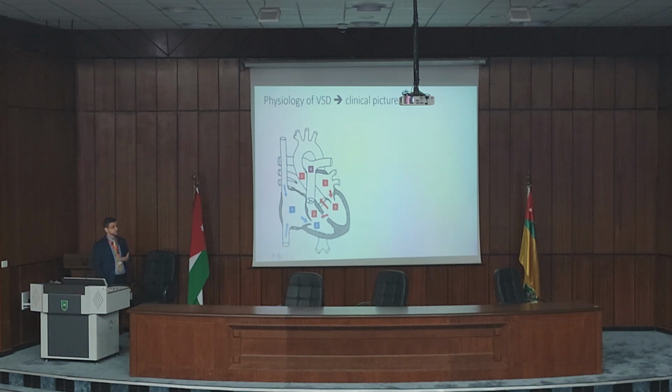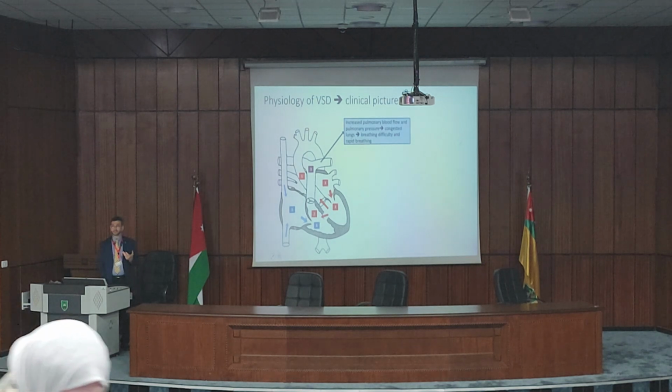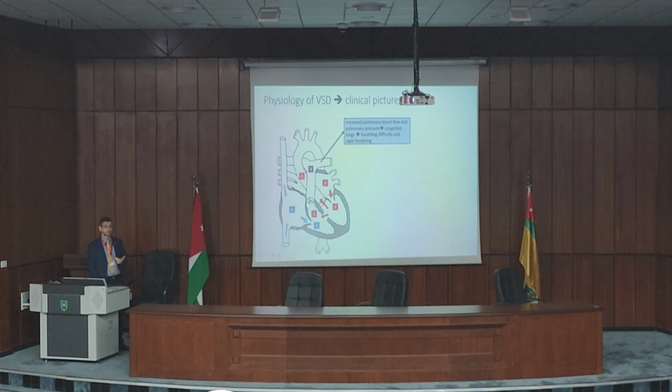So what are the problems caused by this? You have a lot of blood going to the lungs, and it's going with high pressure because the high pressure of the left ventricle is pumping into the lungs. That will result in increased pulmonary blood flow, and that will result in stiff, heavy lungs because they are full of blood. So the baby will have difficulty breathing. That's why those babies will have tachypnea and difficulty of breathing.